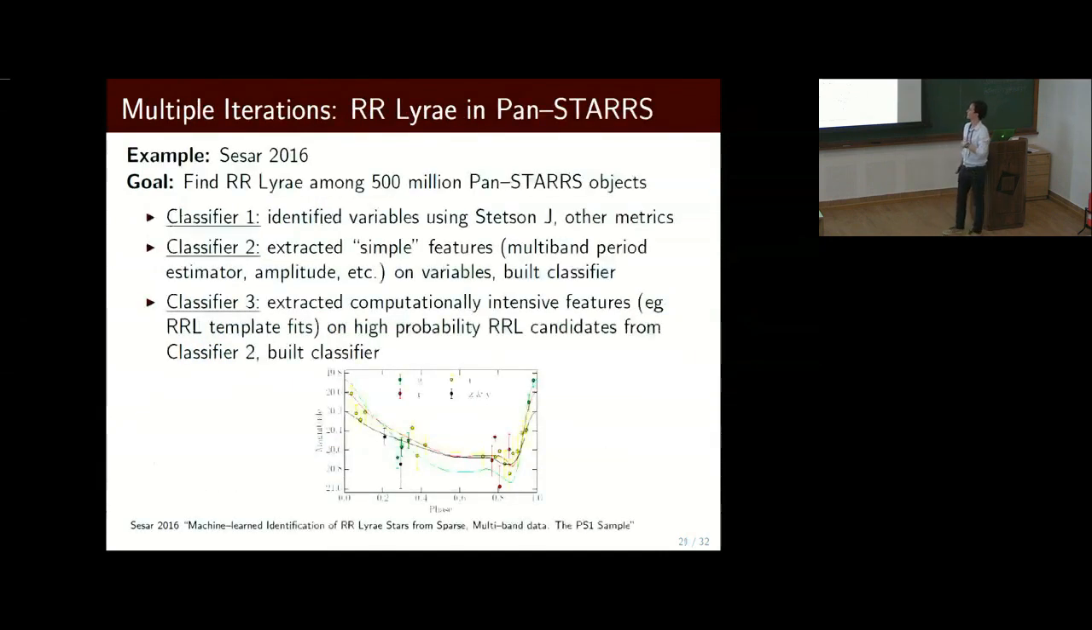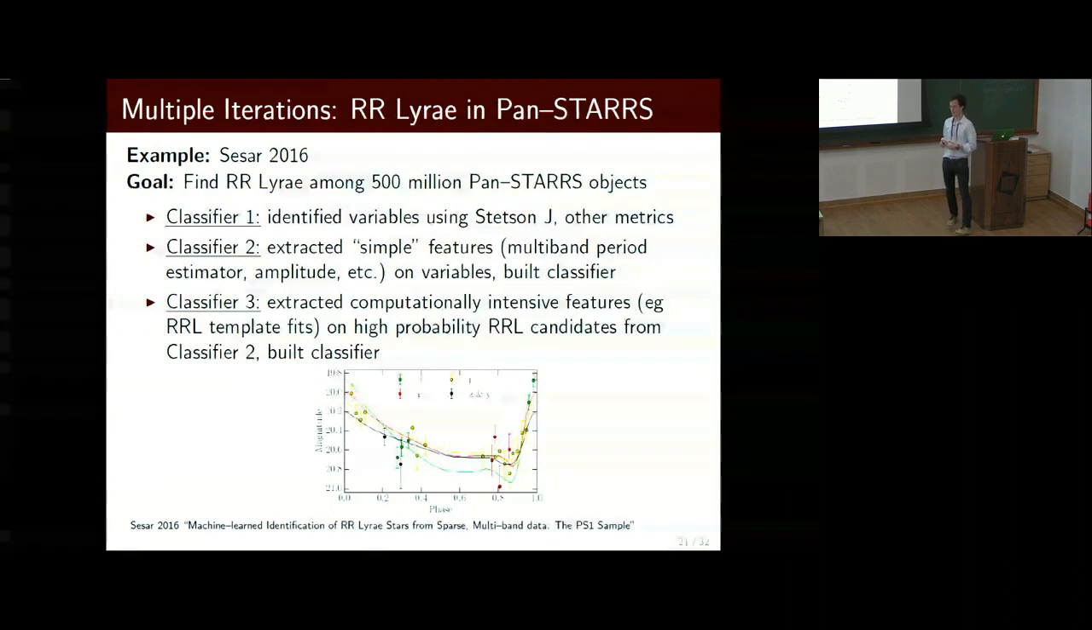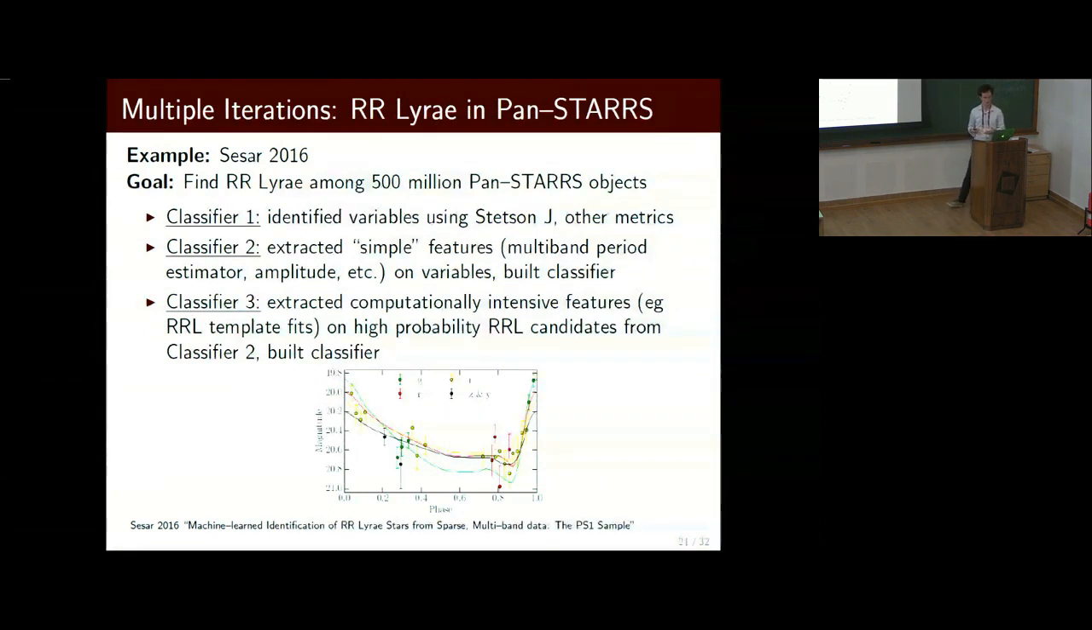A few works have taken this a step further in a somewhat iterative manner. So one example is Cesar 2016. Cesar was trying to find RR Lyrae among 500 million Pan-STARRS light curves. So like many works, Cesar first identified variables among these 500 million light curves. So this reduces the number of sources down from 500 million to maybe 50 million. But even that is a large number of sources to compute some of these very computationally intensive features on. So as an intermediate step, some fairly simple features were computed on objects that had been classified as variables from classifier 1. So these simple features are things like multiband period estimates, amplitudes, and other features which you might be able to compute, which would take less than a minute per source.